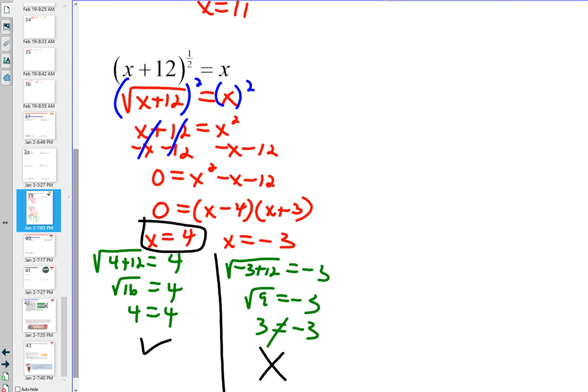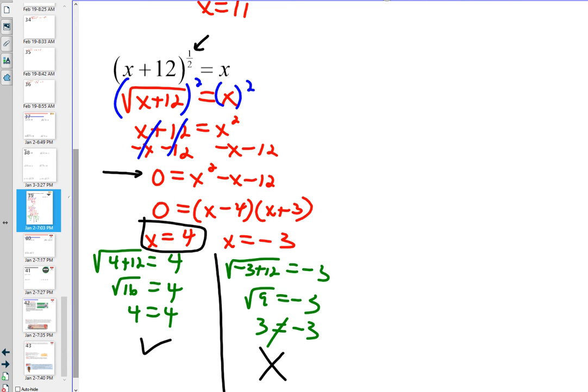And then on this last one, a 1/2 power is the same as a square root, so I canceled it out with a square. In both cases, the radicals were already isolated, so I was able to already remove them. What type of equation did I end up with? Quadratic. And we have multiple methods for solving quadratics. What method did I appear to choose? Factoring. I chose to factor, and I ended up with two solutions.